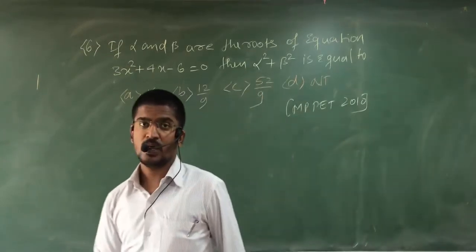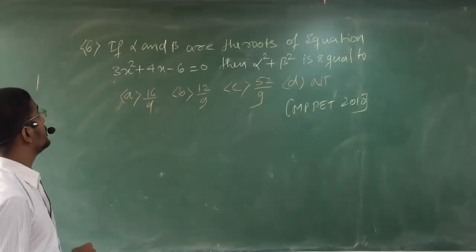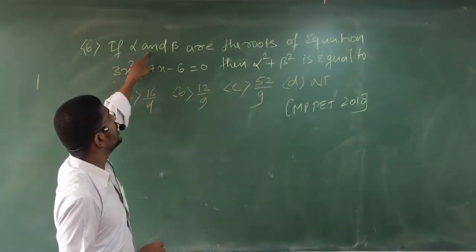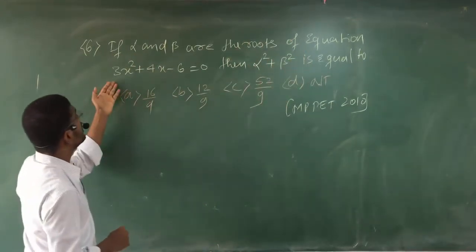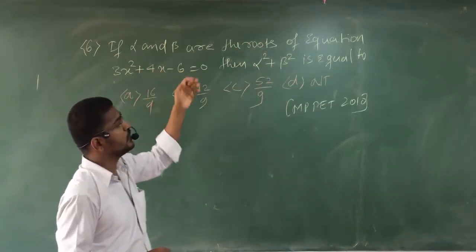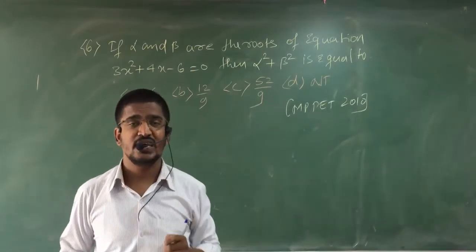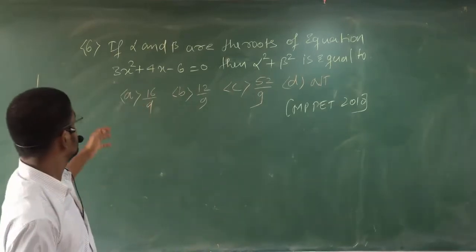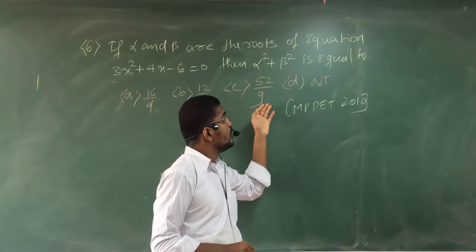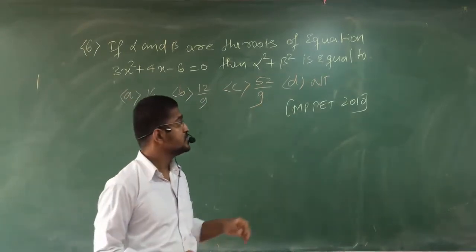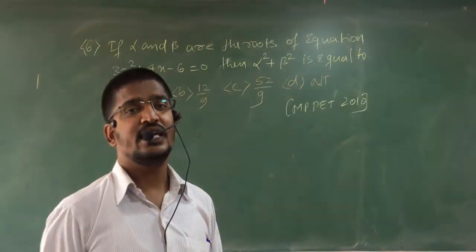Okay students, now let us go for question number 6. Here, if alpha and beta are the roots of the equation 3x square plus 4x minus 6 equal to 0, then alpha square plus beta square is equal to, is it 16 by 9 or 12 by 9 or 52 by 9 or none of this? And this is also one of the questions of your CETs.